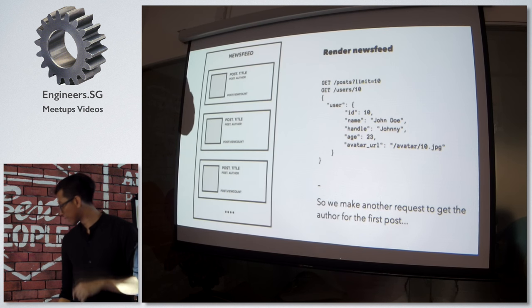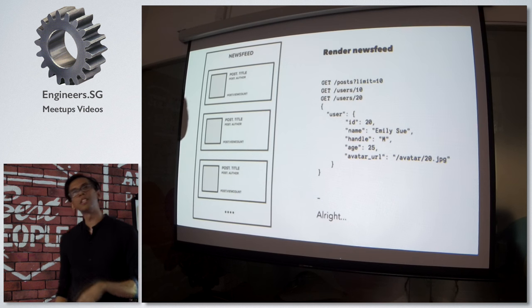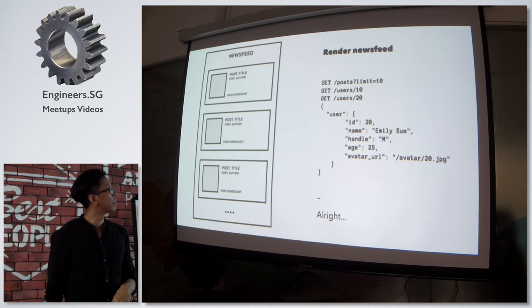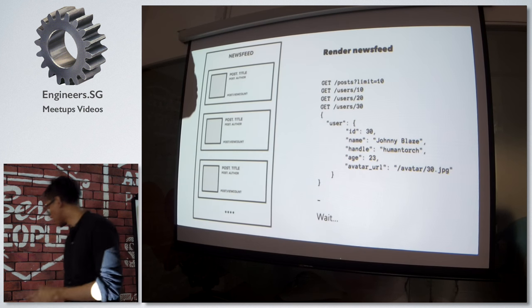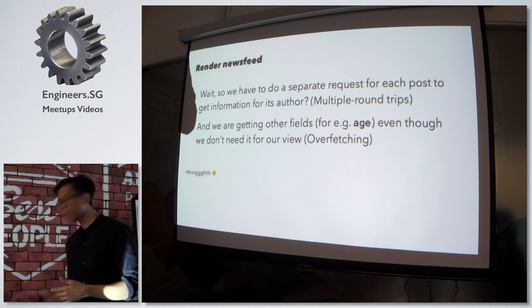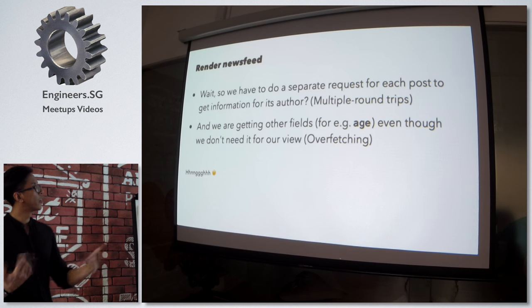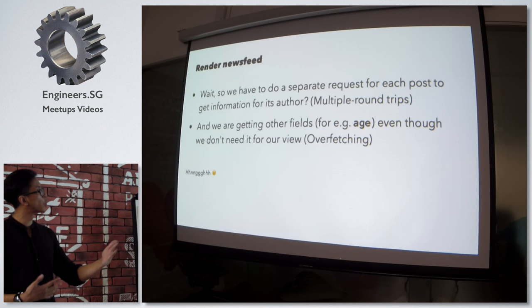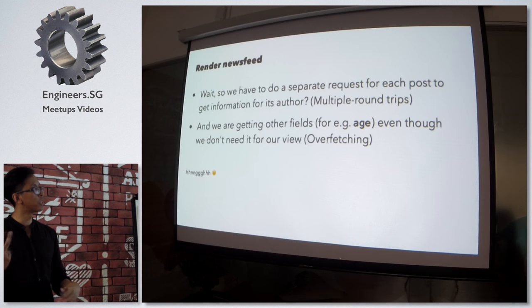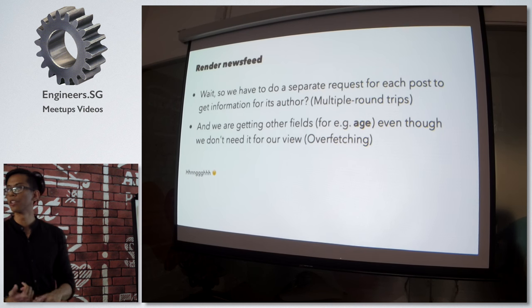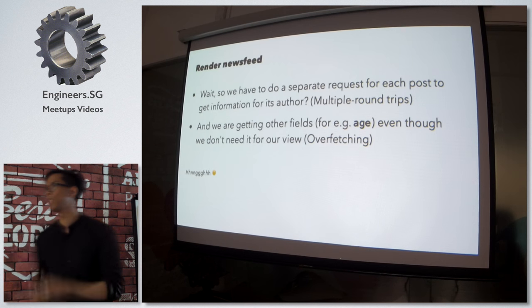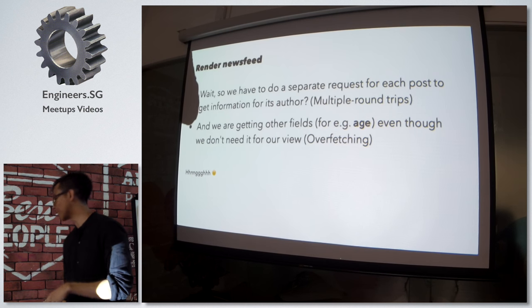And then to render the second post, he realizes he has to make another REST query. And then you have to make another query for each of these posts. He realizes that he has to make separate requests for each post to get information for its author. That's multiple round trips. And he's also getting other fields that he may not necessarily need for his view. That's overfetching. Those are the two most typical issues that you face as a developer.